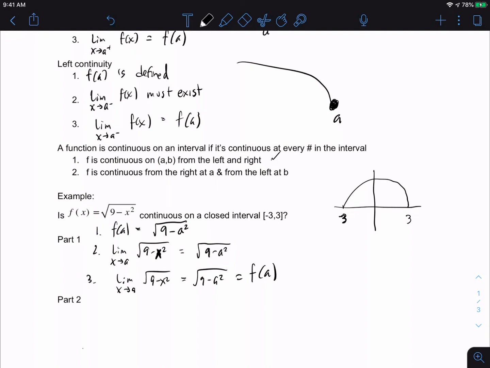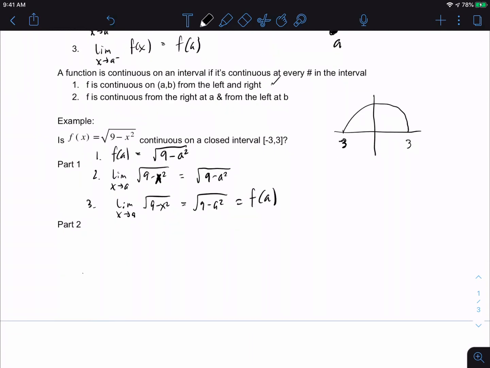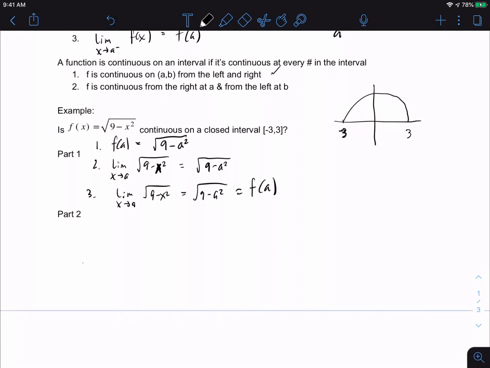Now what I need to do is I need to show that it is continuous at -3 and show that it's continuous at 3. So here's how I'm going to do that. So I'll do one of them and I'll leave the other one for you guys to do, okay? Unless you feel uncomfortable, let me know.